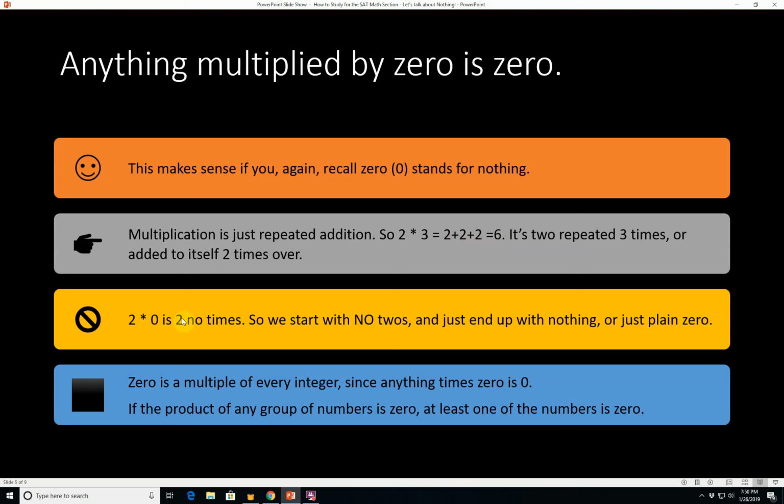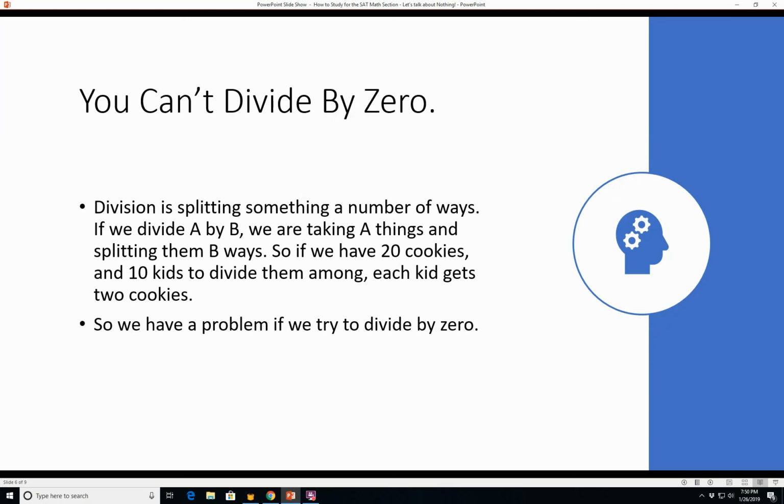Whereas 2 times 0 is 2 no times. So we don't start with a 2, we start with no 2's, and we end up with nothing, or just plain 0. Finally, 0 is a multiple of every integer, since anything times 0 is 0. If the product of any group of numbers is 0, that means at least one of the numbers is 0. So if you see a problem, a times b times c equals 0, then you know that either a, b, c, or two of them, or all three of them, is/are equal to 0.